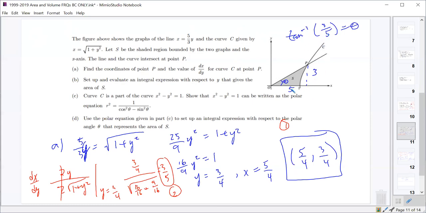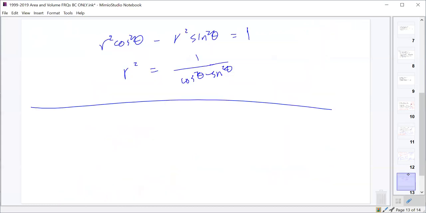So we're just going to integrate from 0 to the inverse tangent of 3/5 of 1/2 of our function, or r squared. And so it should be 1/2 of the integral from 0 to the inverse tangent of 3/5 of r squared, which just was 1 over cosine squared theta minus sine squared theta d theta. Good or no? Any questions on that?